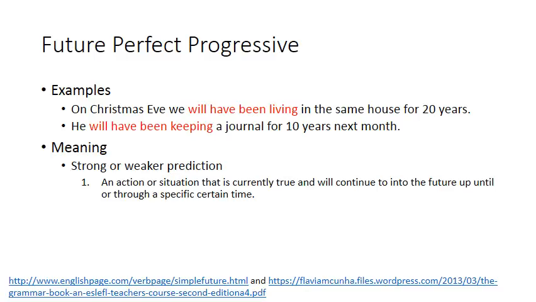In the second example, he will have been keeping a journal for 10 years next month. The first thing that happened is the starting to keep the journal, which happened in the past. It's continued up until now, so it's true right now, and it will continue up until next month, which is the second time. Okay? So let's look at some examples from real life.